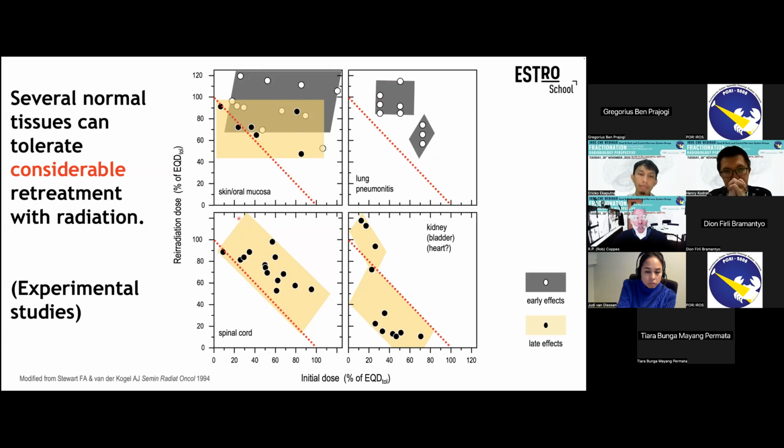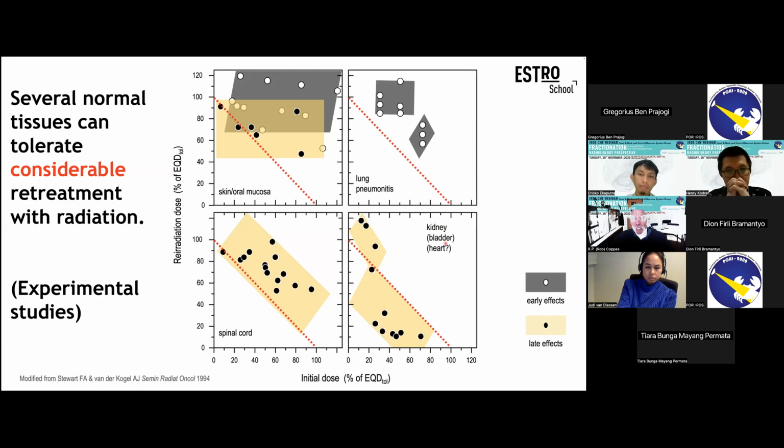So in principle, for the spinal cord, you at least have to wait a year until you have reached a certain tolerance that you can use. And please, if you want to do that, check the radiobiology book where all the details are in, that I cannot give at the moment. However, there are also some tissues that do not tolerate any retreatment at all.